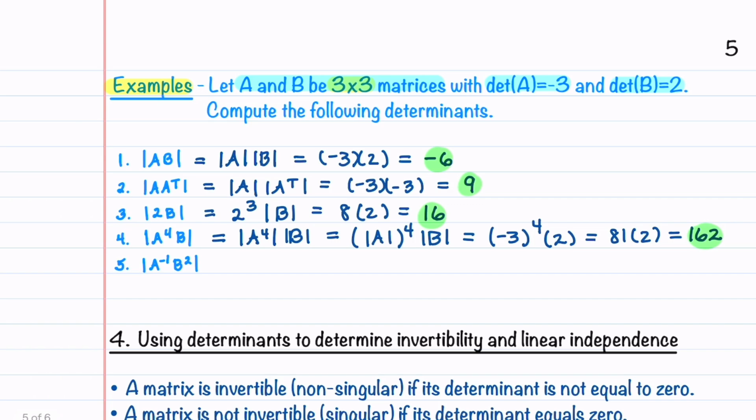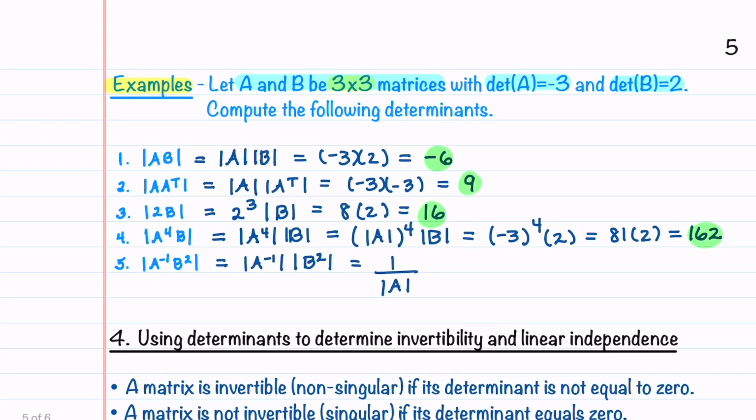Let's now look at our last example. We have a product again, so we're going to split it apart. We have the determinant of A inverse, and then we have the determinant of B squared. The determinant of A inverse is 1 divided by the determinant of A, and the determinant of B squared is the determinant of B quantity squared. This gives us 1 divided by minus 3 times 2 squared. Our final answer is then minus 4/3.